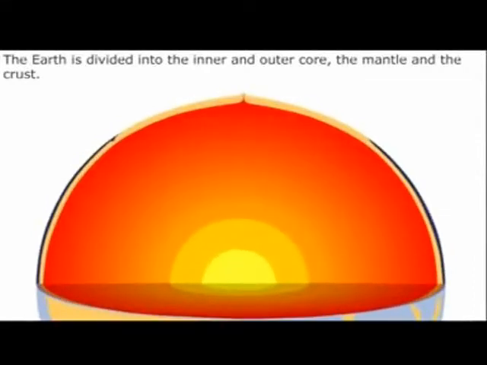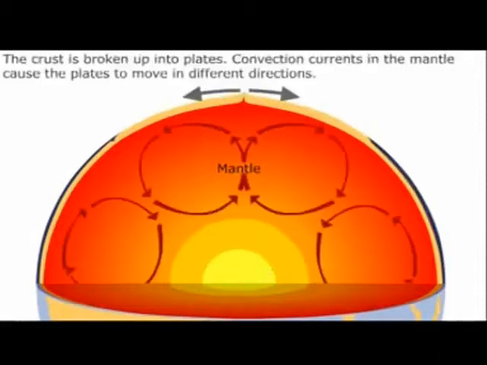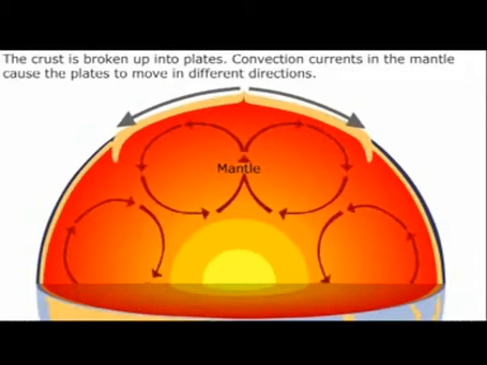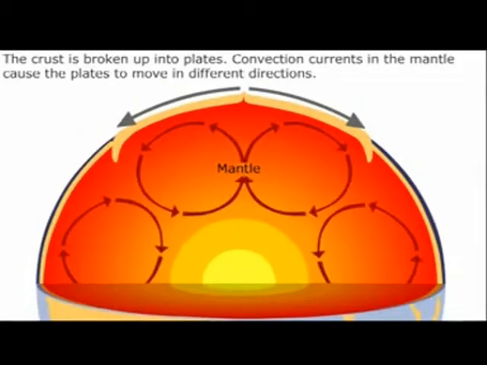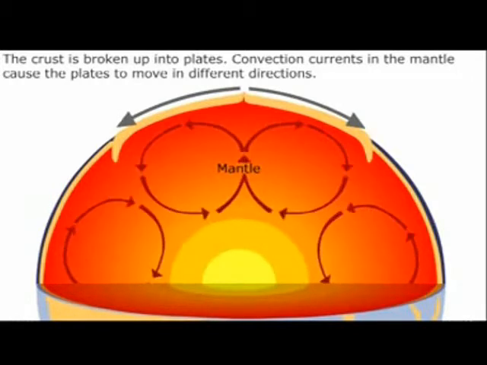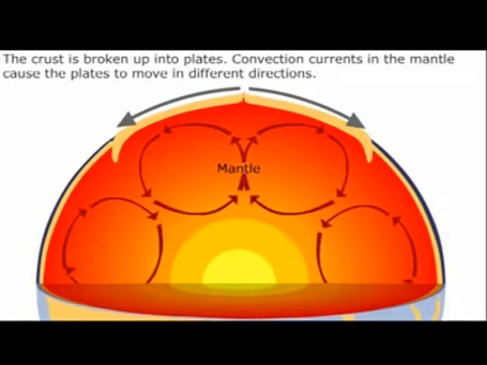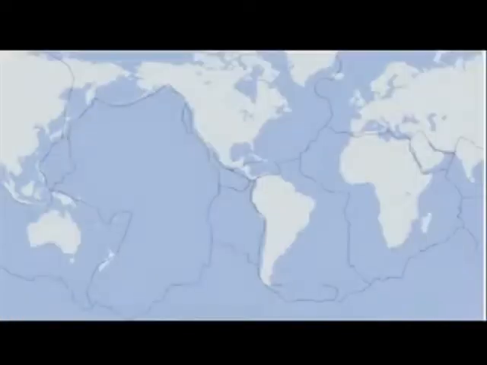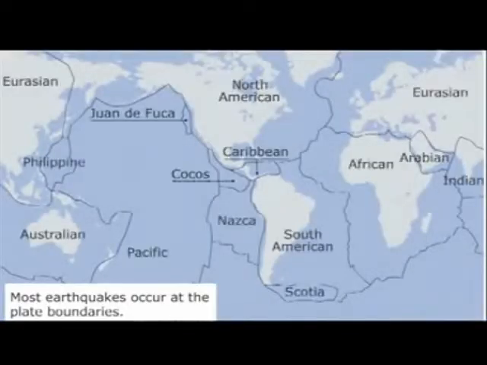The Earth is divided into the inner core and outer core, the mantle and the crust. The crust is broken up into plates. Convection current in the mantle causes the plates to move in different directions. Most earthquakes occur at the plate's boundaries, and this photo shows where the plate's boundaries are.